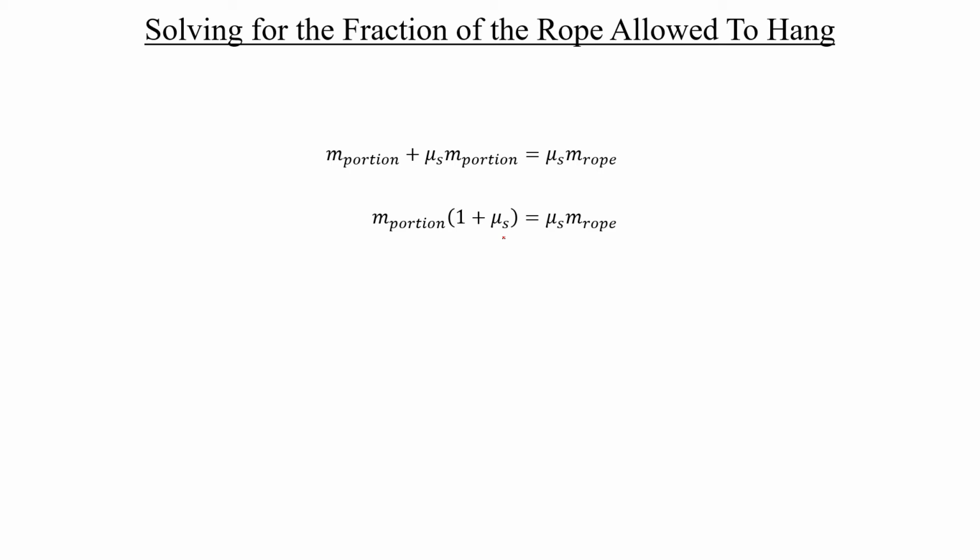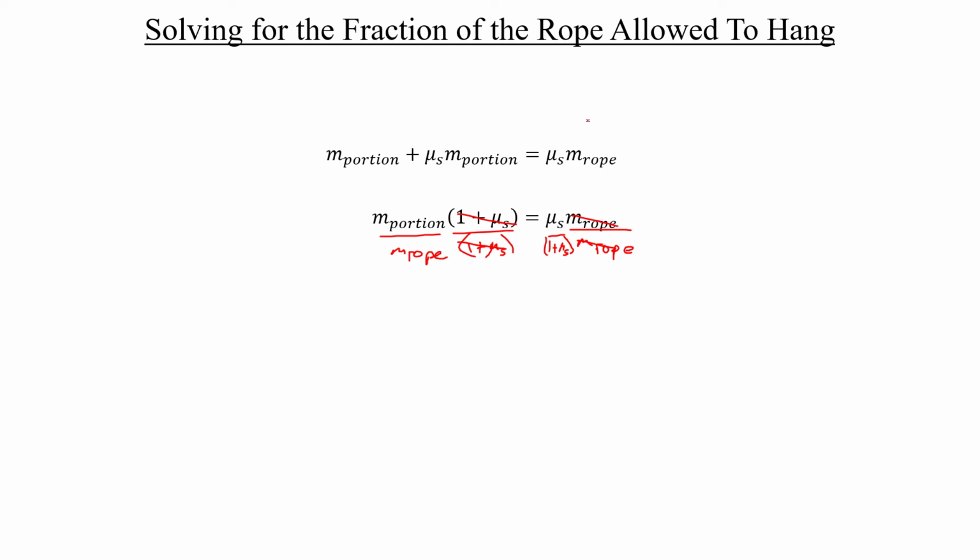And here's where the trick comes in. I'm going to divide both sides by the mass of the rope, m rope here, and then m rope here. So that'll get rid of that. And then I'll divide both sides by 1 plus mu sub s. So it's a little messy here, but you'll see how this comes together on the next line.